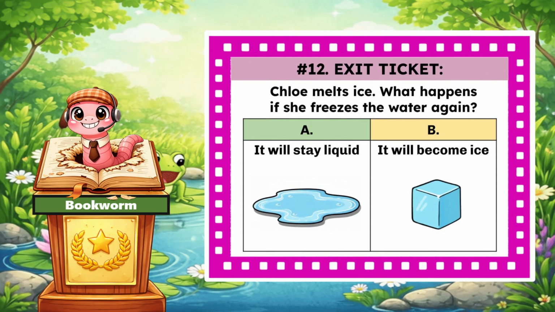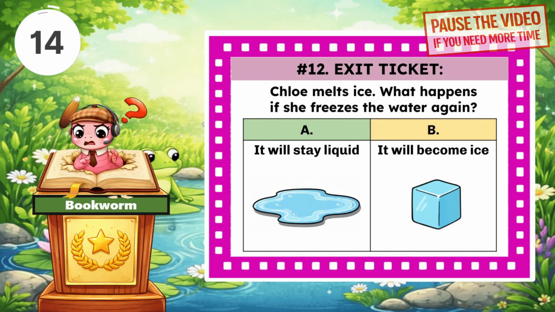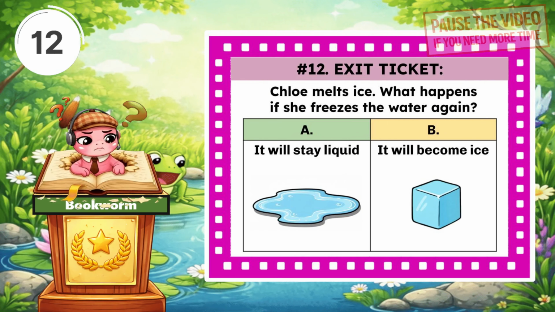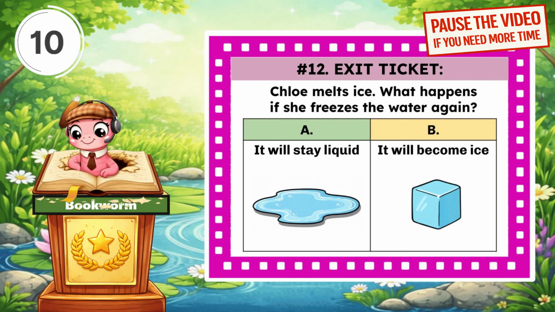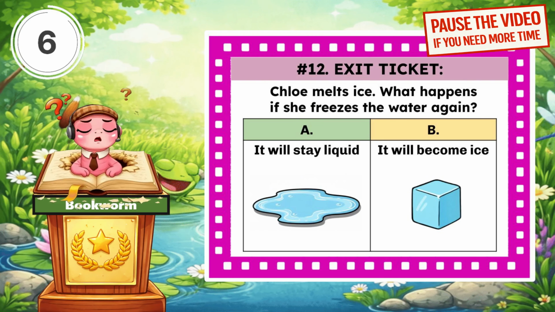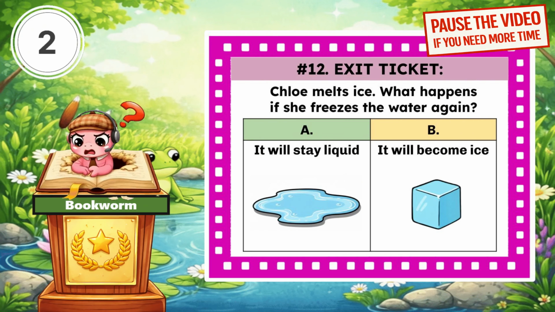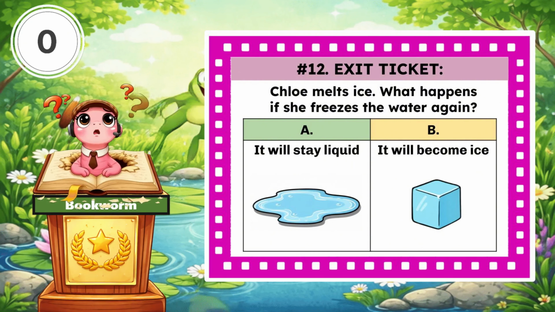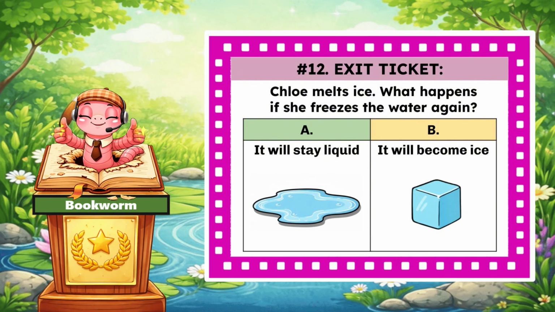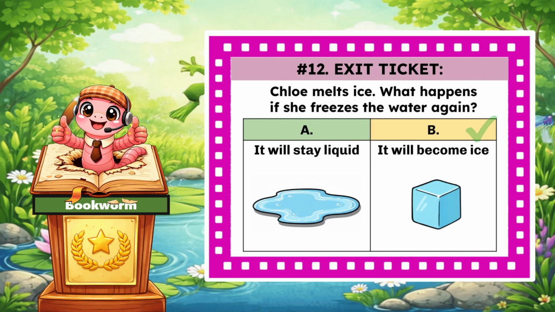Chloe melts ice. What happens if she freezes the water again? And the correct answer is letter B, it will become ice.